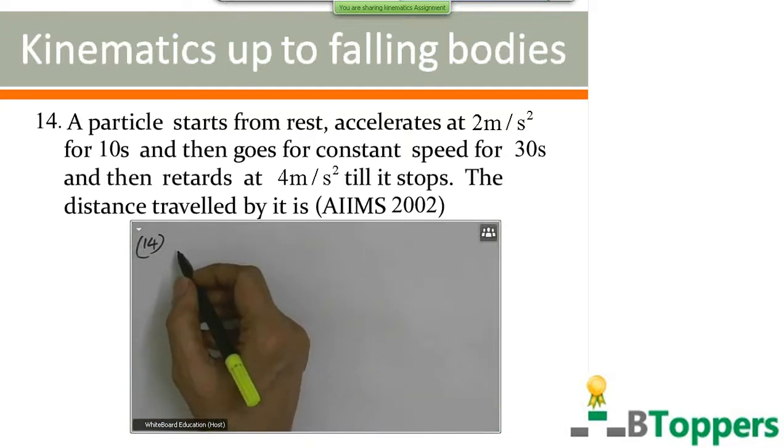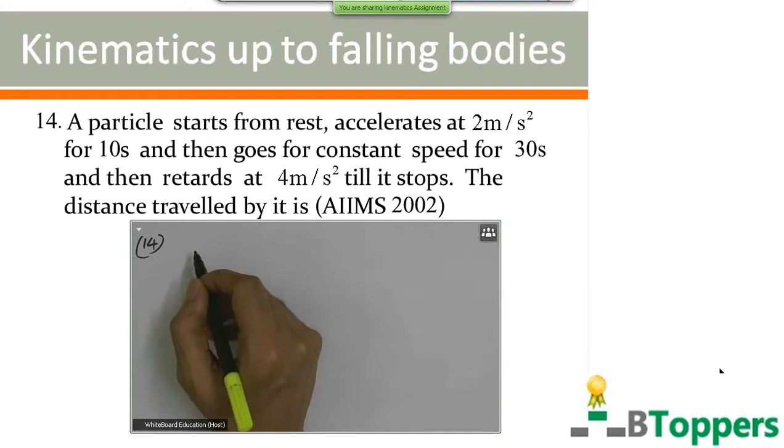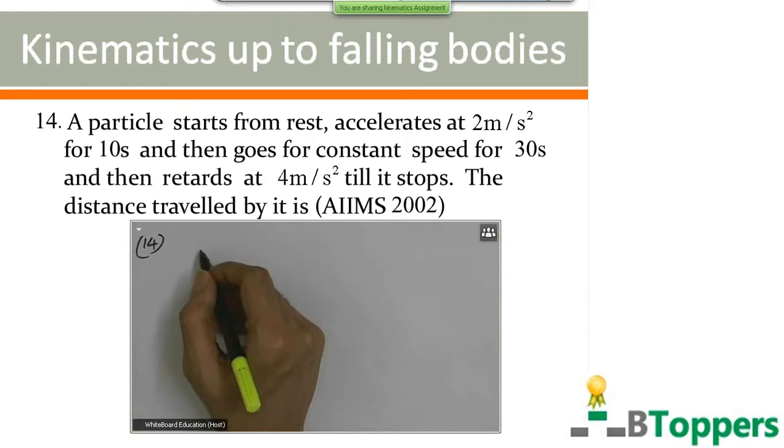Look at question number 14. A particle starts from rest, accelerates at 2 meter per second square for 10 seconds, and then goes at constant speed for 30 seconds. And then it retards at 4 meter per second square till it stops. The distance traveled by it is?